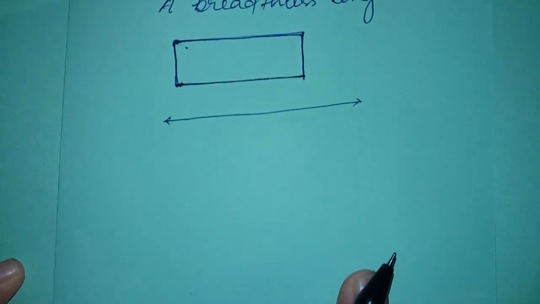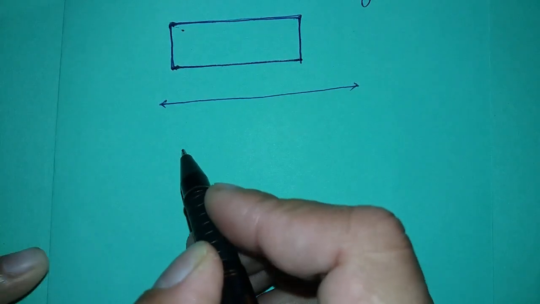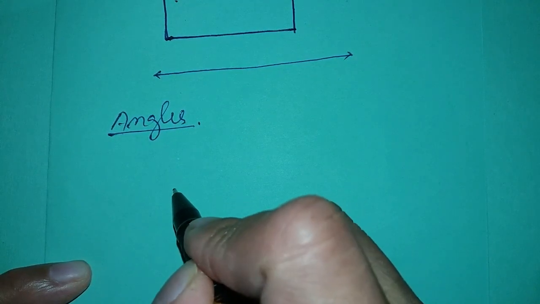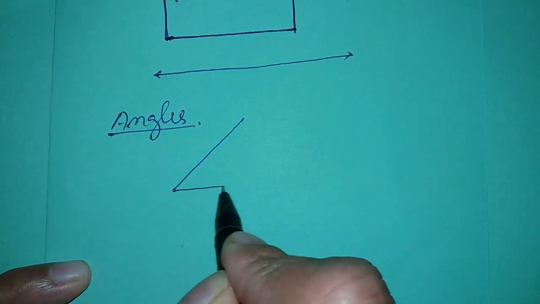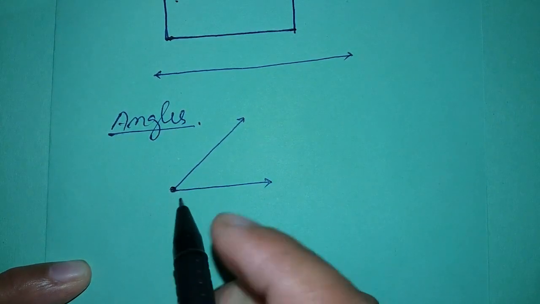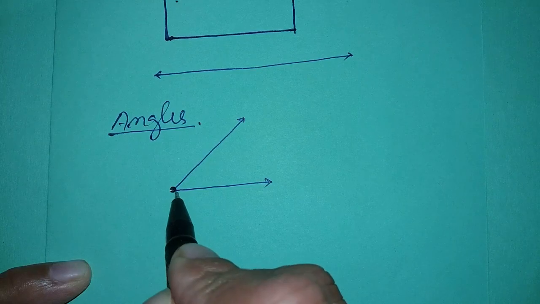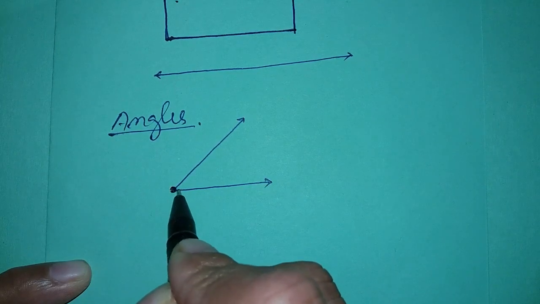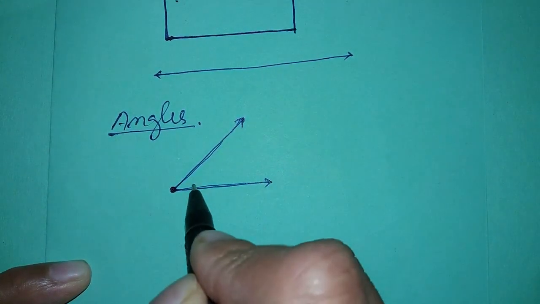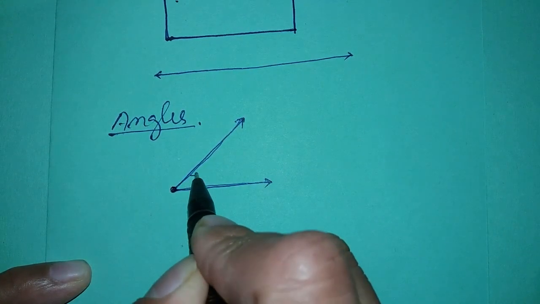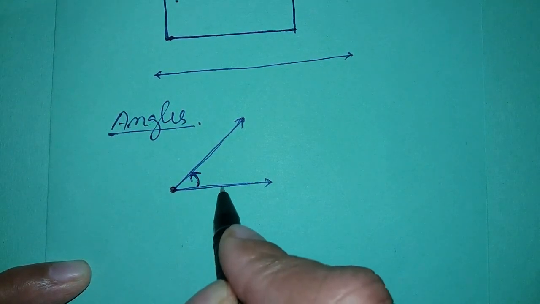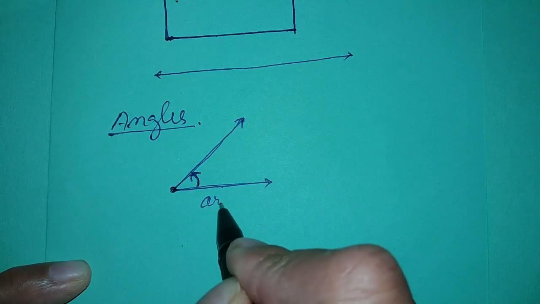Now angles are formed by two rays having a common point. Now these two rays both originate from this point, like this, and now there is an inclination here, so this inclination is what we call an angle. Now these two rays are called arms.